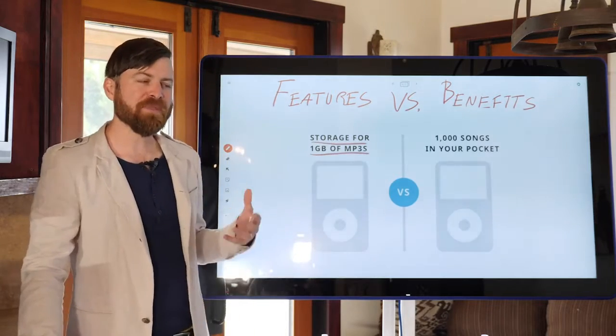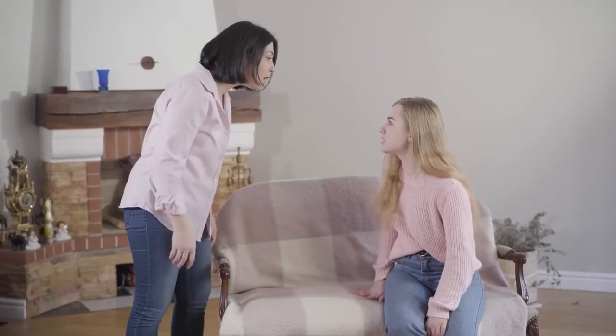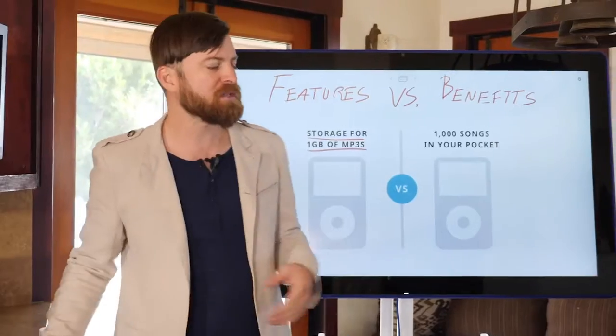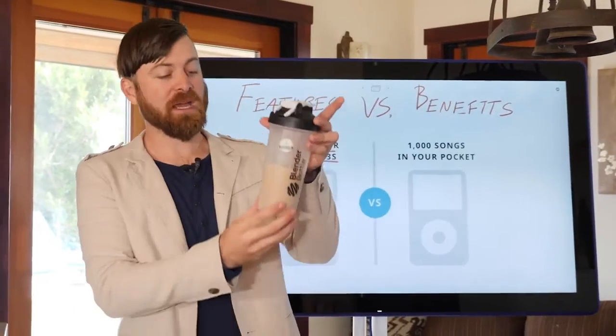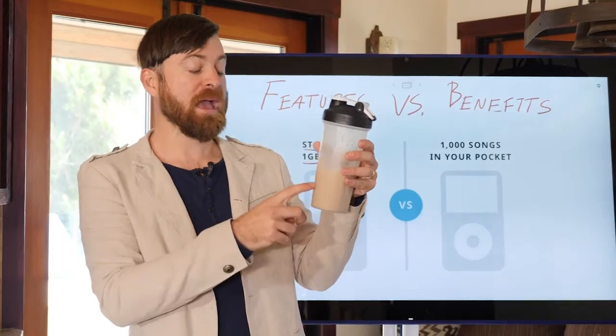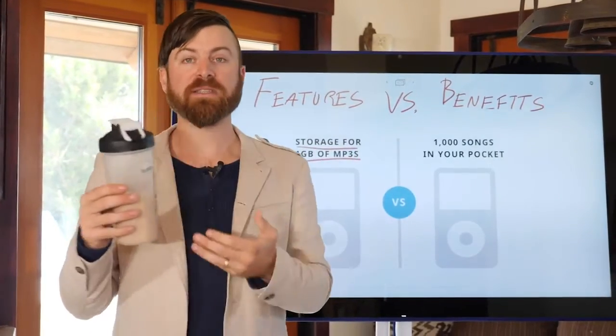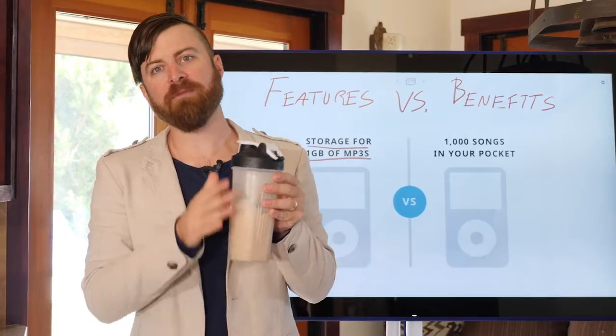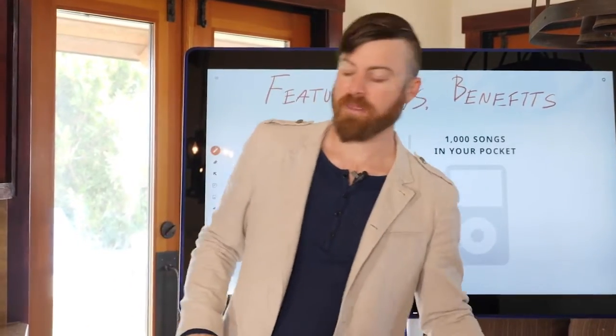Now, a feature is something that you can't really argue with. It's a property of something. So for instance, with my protein shake, I would say it's got hemp milk, it's got soy protein, and we have flax oil in it, and that's what's in it. It's in a plastic cup. These are all features of this thing I'm drinking.